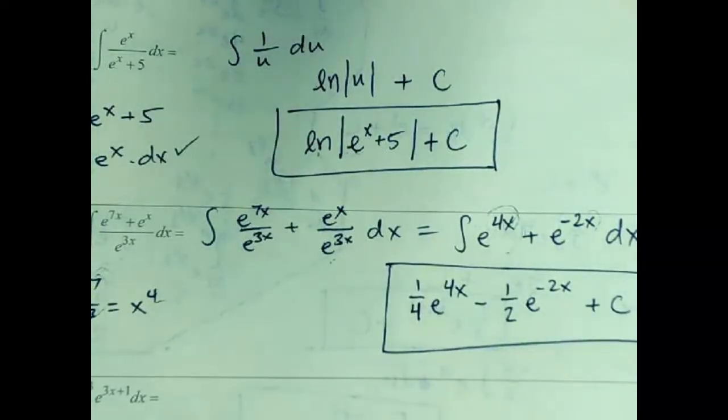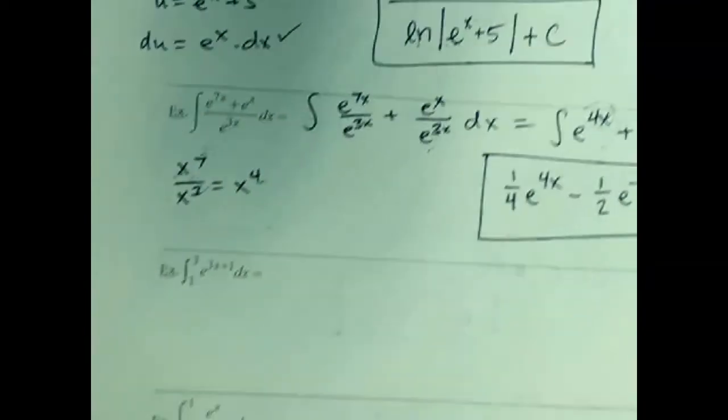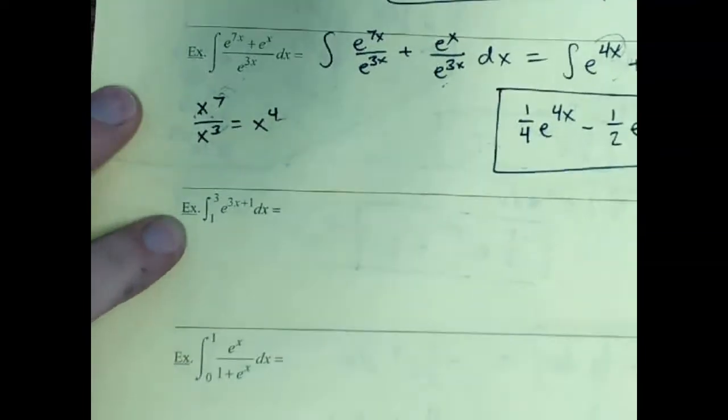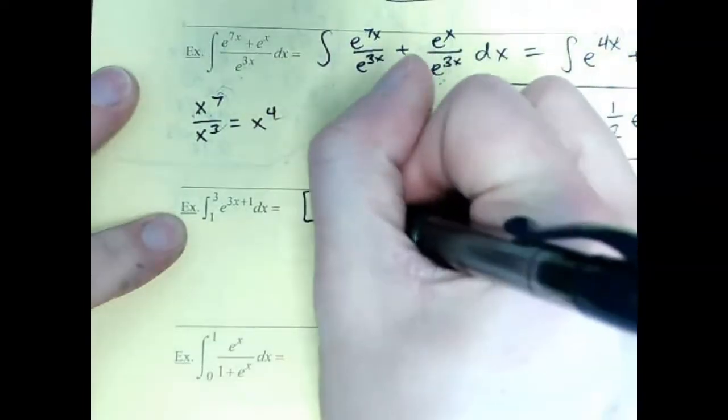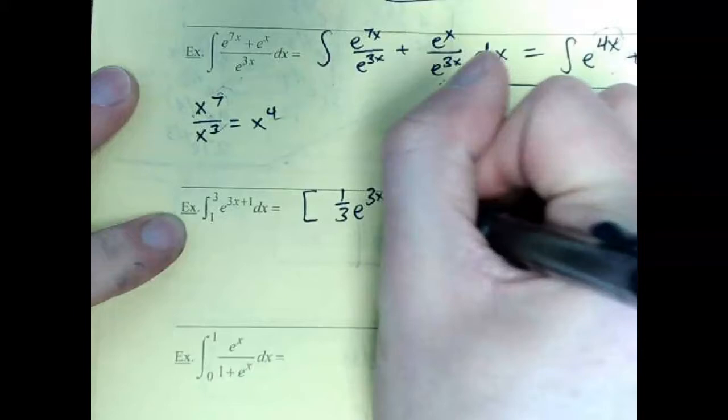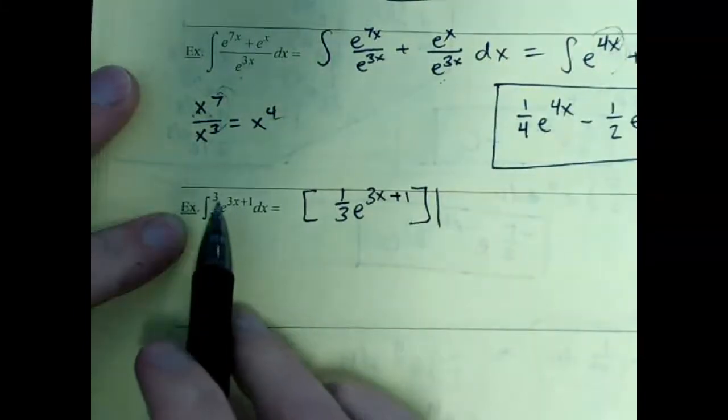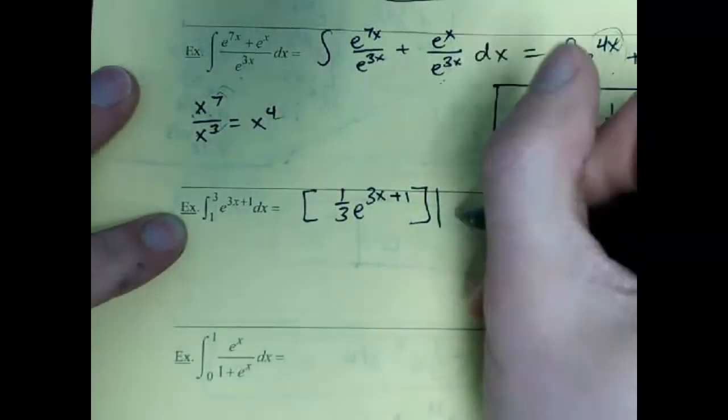Alrighty, let's move on to the next one, which is a definite integral. I'm not going to do the u substitution work. I'm just going to do it, right? It's going to be 1/3 e to the 3x plus 1. Right? That's easy. It's supposed to be 3. It's not there, so 1/3. That's easy.